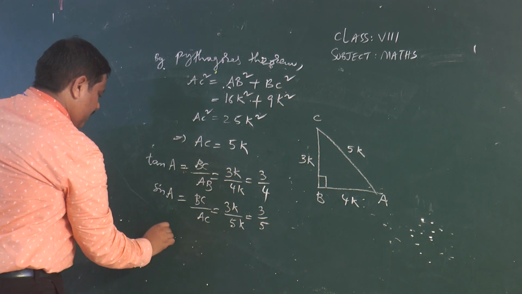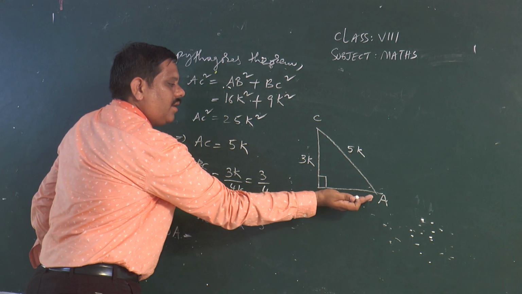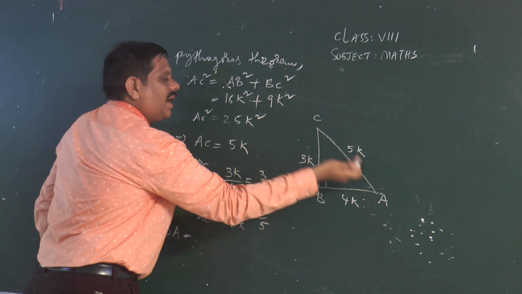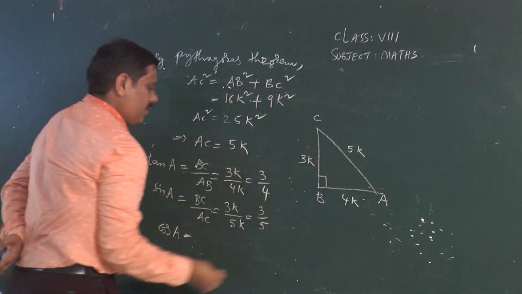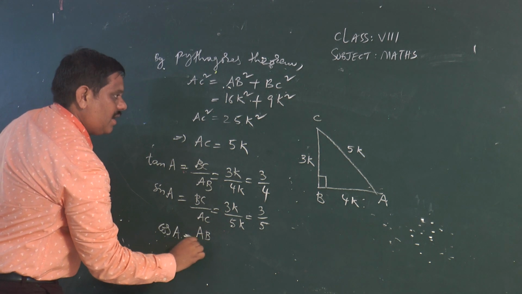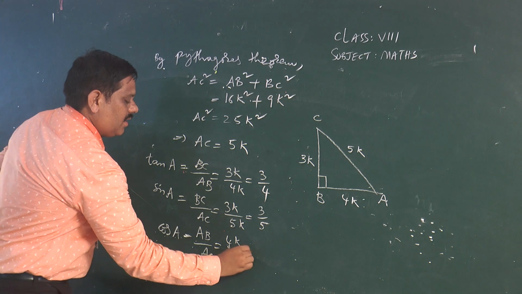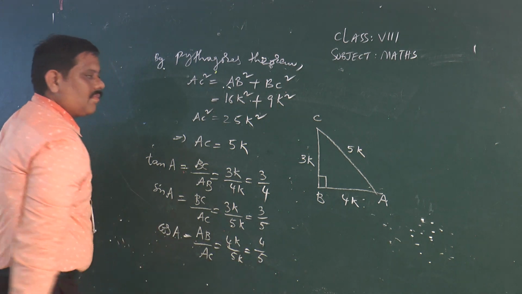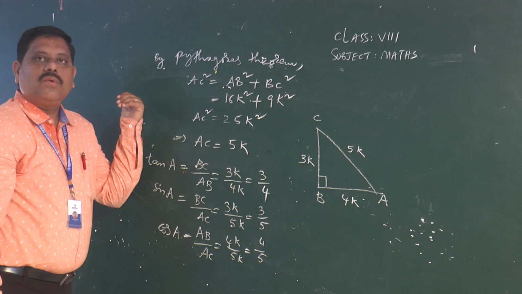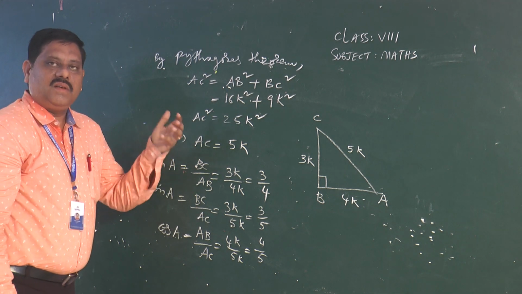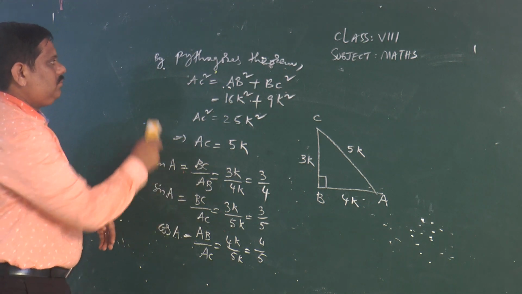Next, cos A. Cos A is defined as the adjacent side to angle A by the hypotenuse. Otherwise, it is the ratio of base to hypotenuse. So we can say it is AB by AC, that is 4k upon 5k, that is 4 by 5. So these are the values we have. Using this, we can prove whatever he is asking us, whether it is correct or not, we have to check. Now, let us go further.